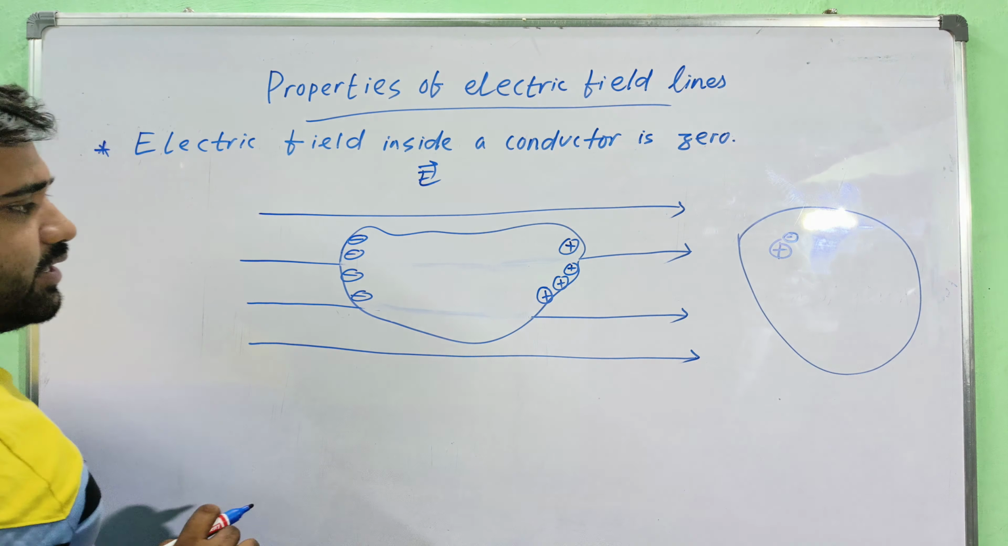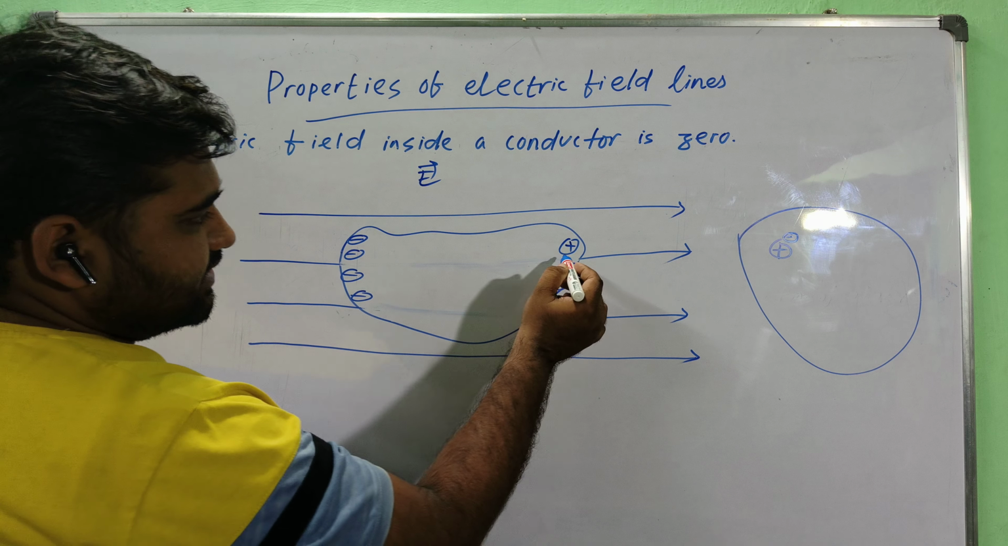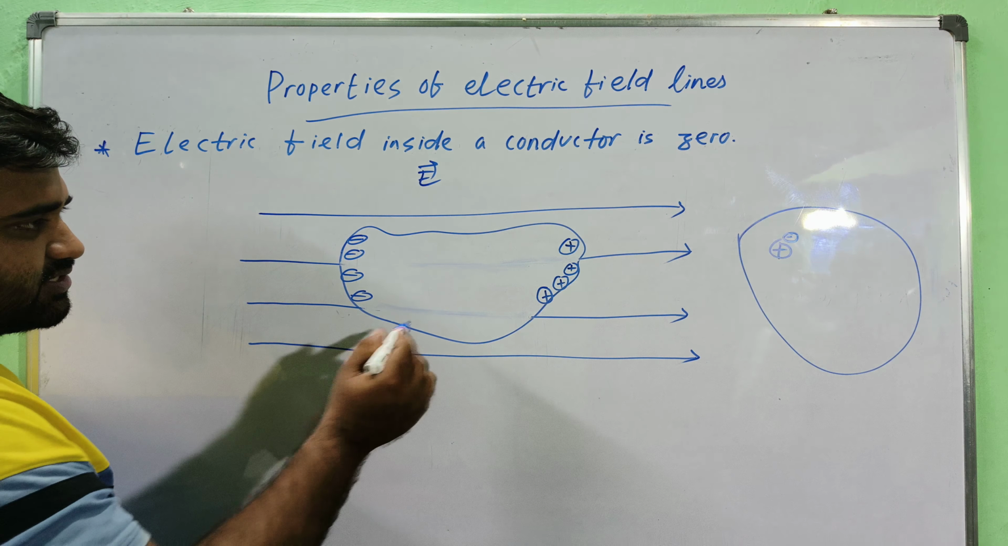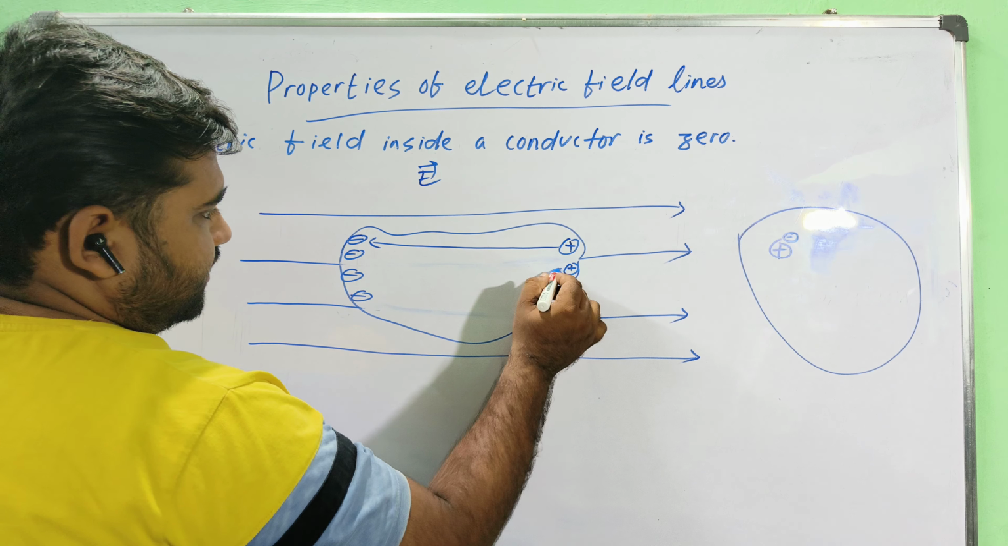So now, if there is a separation of charges, you can see that these are a source of positive charges and these are a source of negative charges. Then electric field lines start from this side to this side.